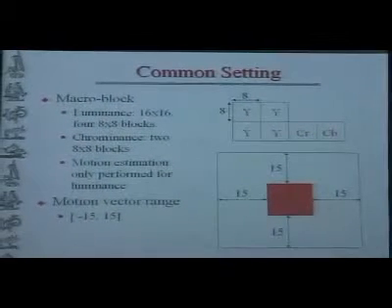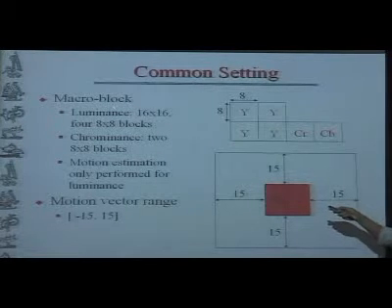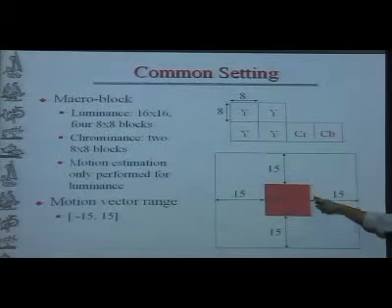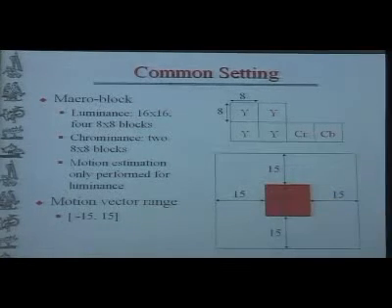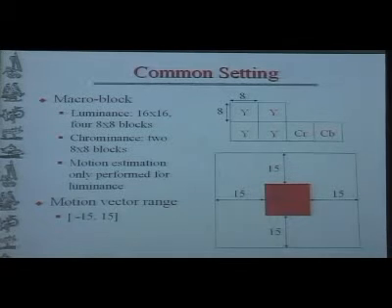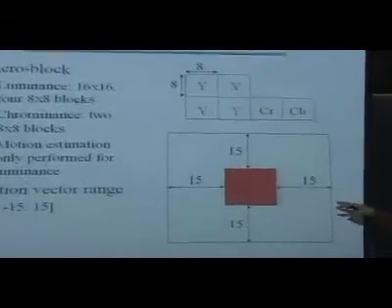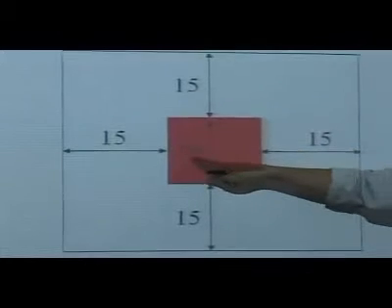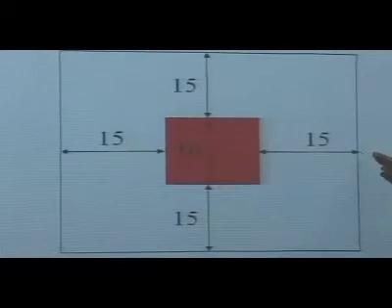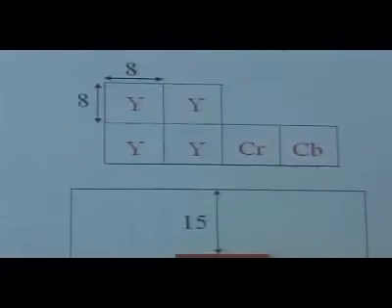So the common setting is this. We typically use a macro block of size 16 by 16. That's what we will be using all the time. The search window size is typically 15 here, 15 there, so you will be able to search in a 46 by 46 window. That's a very typical setting that you would see in MPEG-1 and MPEG-2, for example.